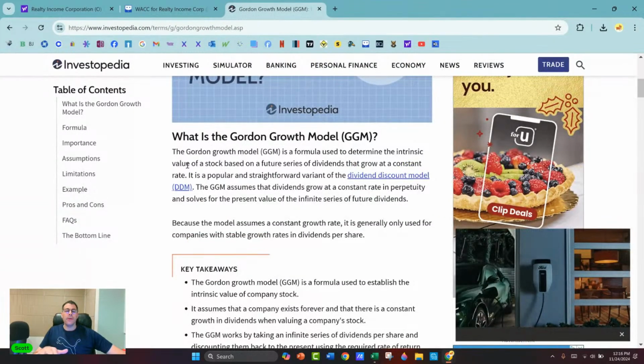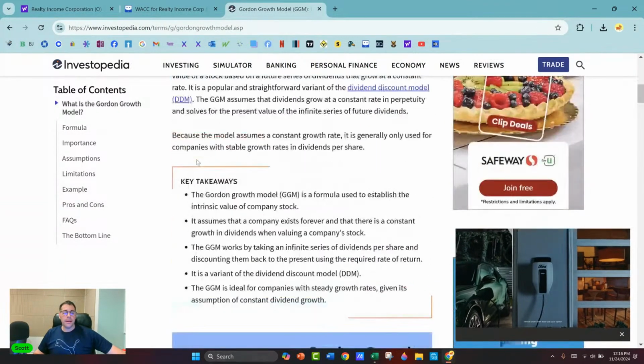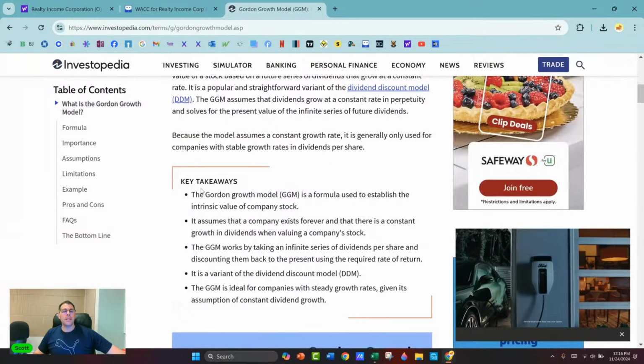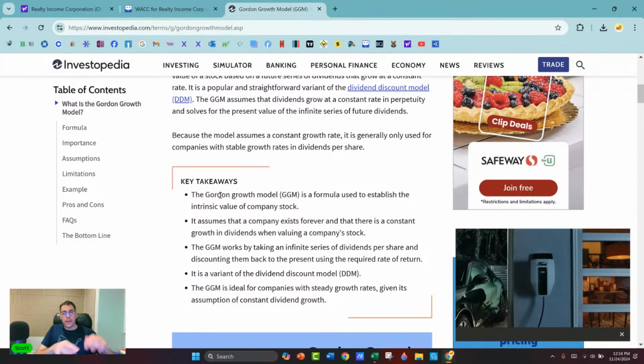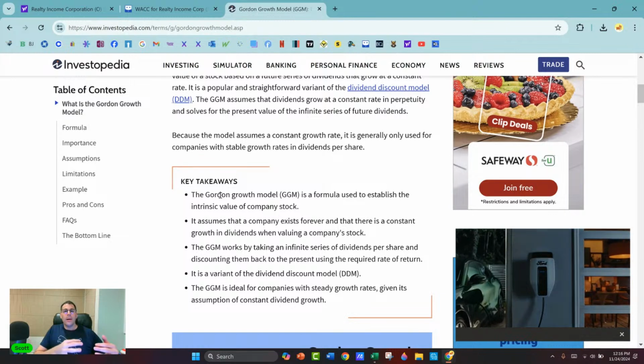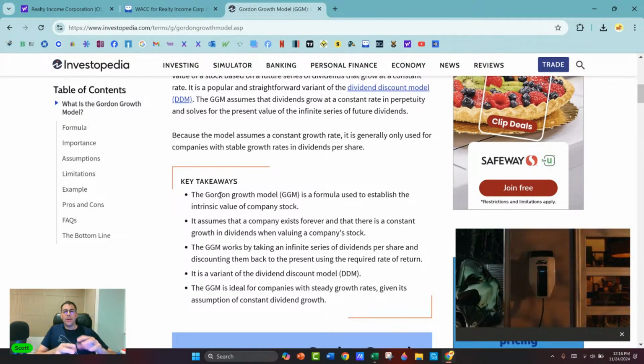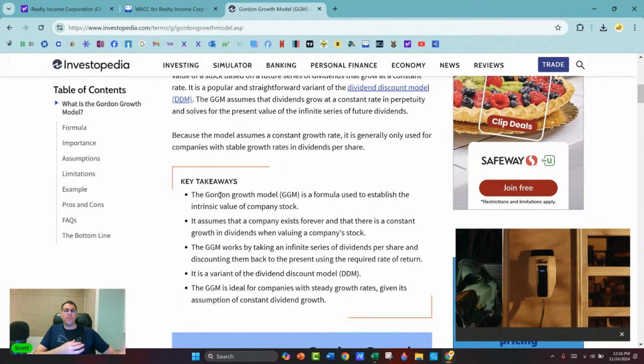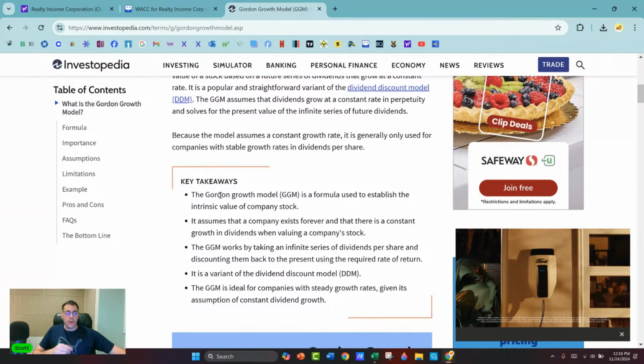Investopedia is the best. I've learned so much from Investopedia. I still do, but especially when I started the channel, there were a lot of things I didn't know that well, or I couldn't explain that well. Like, I knew it, but if I was to explain it, it probably wouldn't come out right. So I would go to this website.